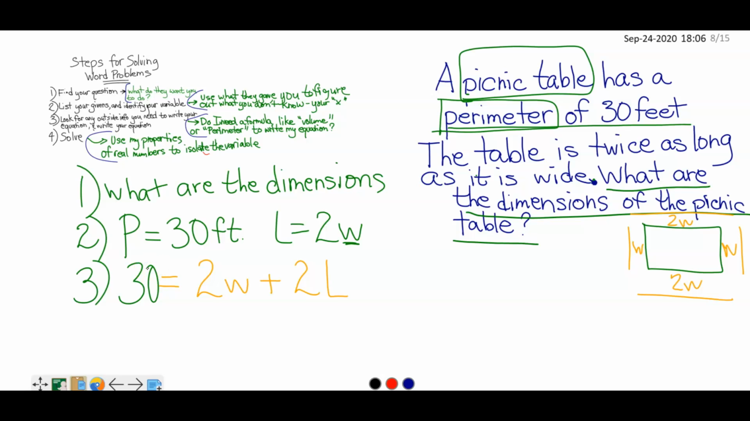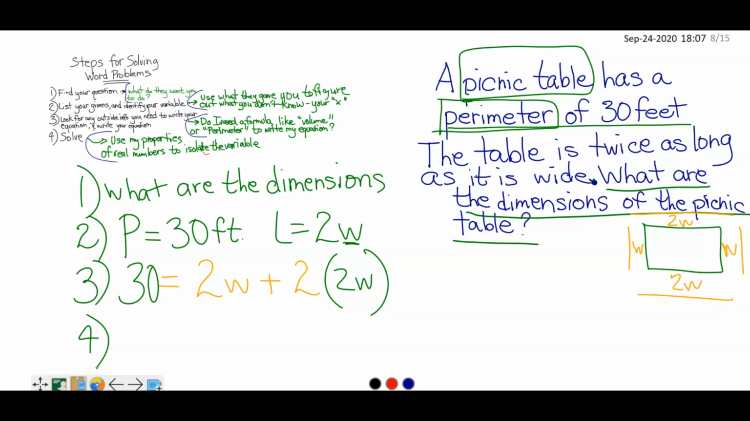And instead of length, what do we know about our length? Our length is 2 times W, 2W. Okay? So now look at what we've got, you guys. We have an equation. It only has one variable, so we can solve for it. So let's go into step 4 and do just that.